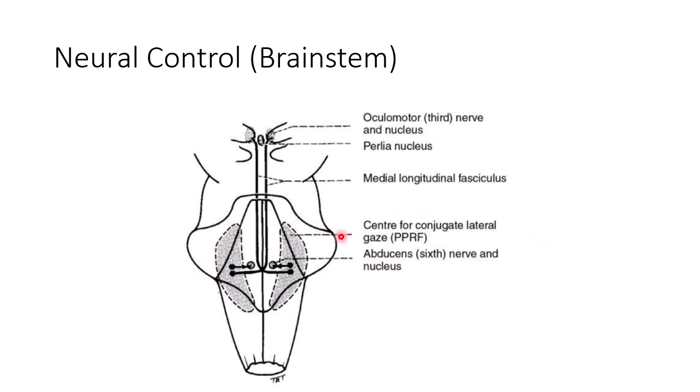Okay, and remember for your MCQs, the center for conjugate lateral gaze, that is horizontal movements, for example, saccades. This is your PPRF over here, okay? So remember this PPRF is the horizontal gaze center. And the brainstem is the site of the nuclei of all these cranial nerves which supply the extraocular muscles. So that's it for the mechanism of action of extraocular muscles.